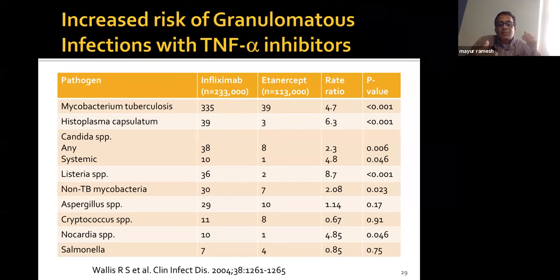In prior studies, when they looked at it, Wallace is a very experienced guy who reported a lot of TNF-alpha related infection. You can see that TB risk is very high when you compare infliximab to etanercept. All the infections are much higher with infliximab compared to etanercept. So you can see that Mycobacterium tuberculosis numbers are higher, histoplasma is higher, so with Nocardia and stuff like that. So that's something to remember.